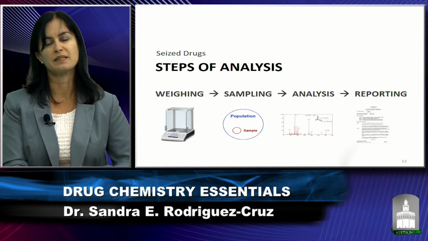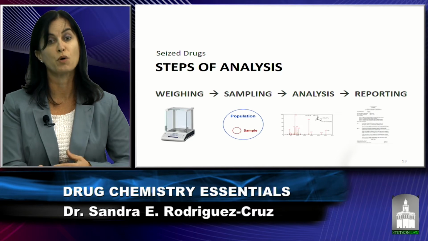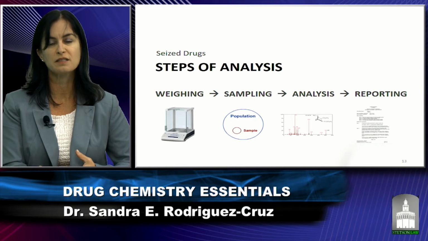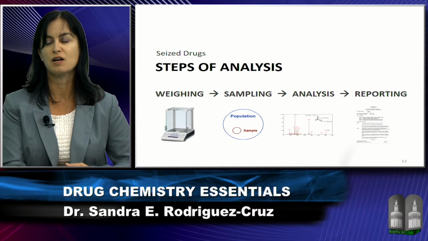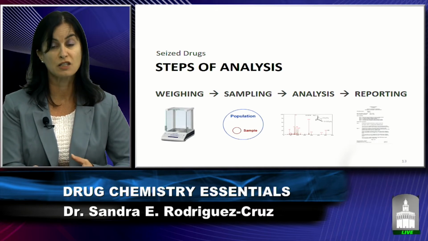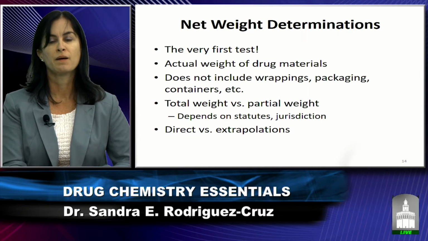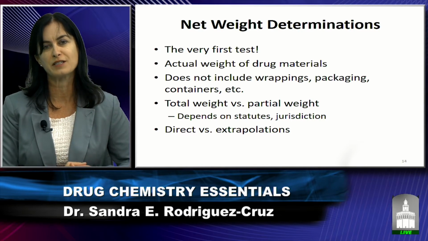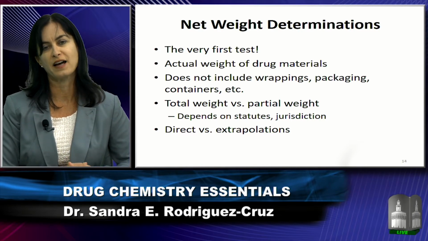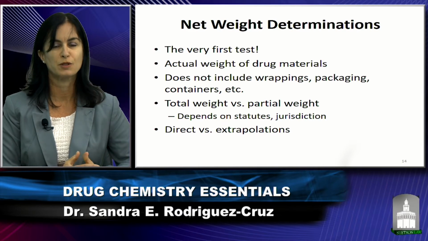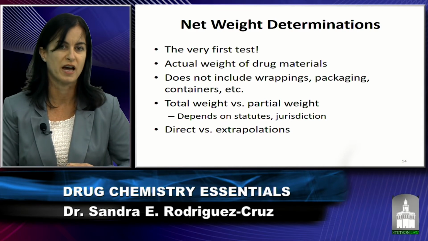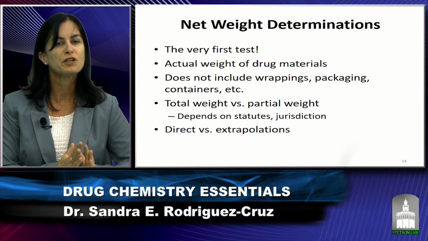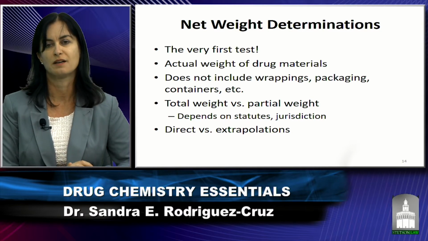And in general, the steps of analysis can be summarized into 4 sections. The first step is usually a weighing of the evidence, followed by a sampling procedure, which is then followed by analysis and concluded by the drafting of a laboratory report. So what is a net weight determination? Even though this may not sound very scientific or chemical at all, this is in fact the very first test performed in the laboratory by any forensic or clandestine lab analyst. And when we refer to net weight, this is the actual weight of the drug materials.